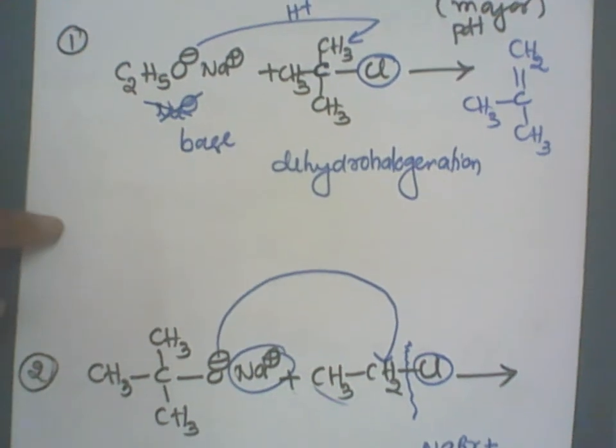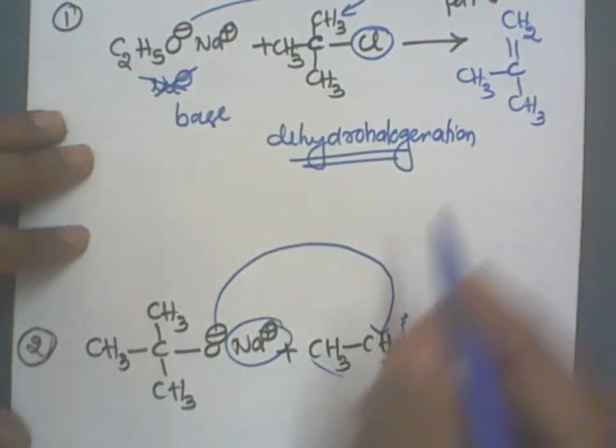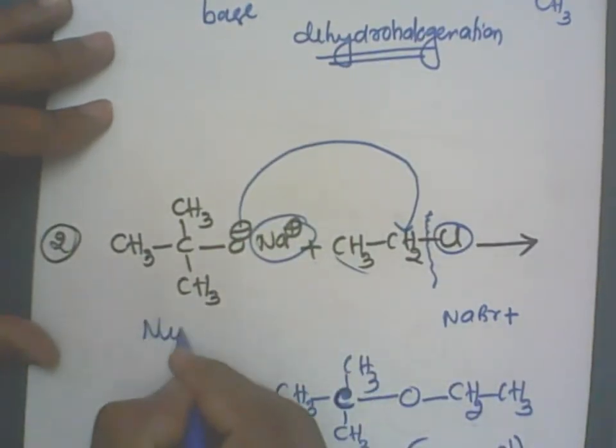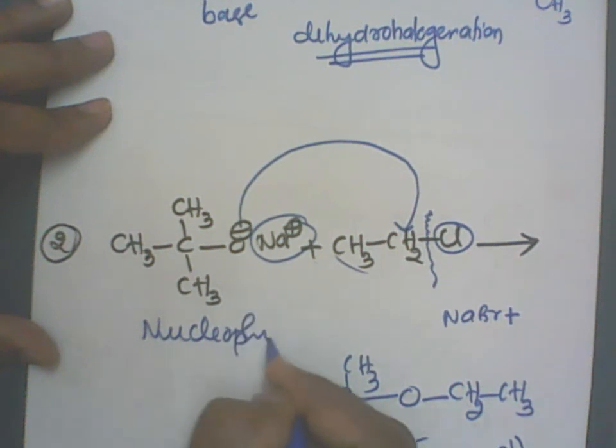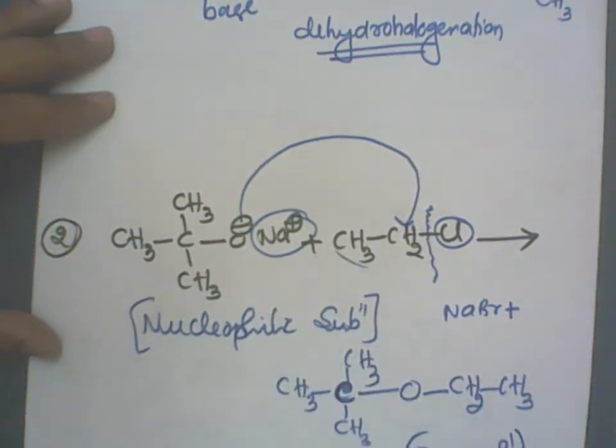So what I've done here is that similar compounds are there, but only the halides and the alkoxide group are interchanged. When the alkyl halide is bulkier, it cannot undergo nucleophilic substitution reaction easily. They easily undergo dehydrohalogenation. When the alkyl halide is smaller, they prefer to undergo nucleophilic substitution reaction. Clear?